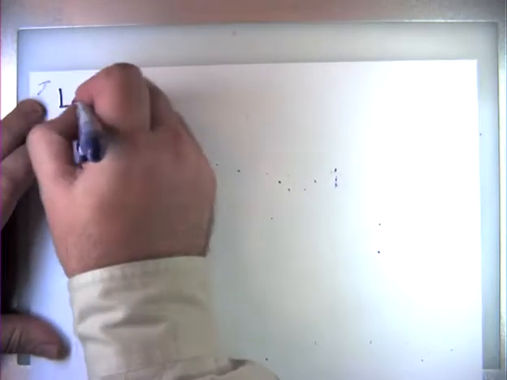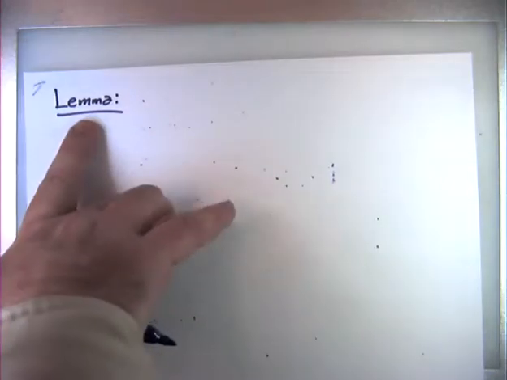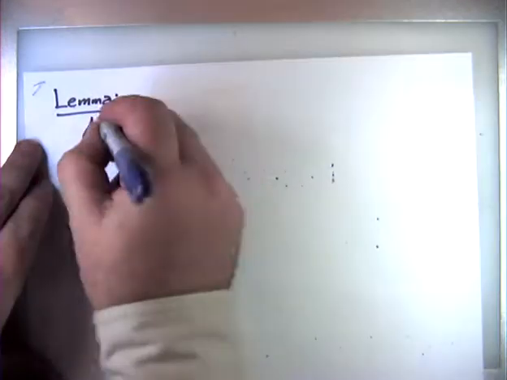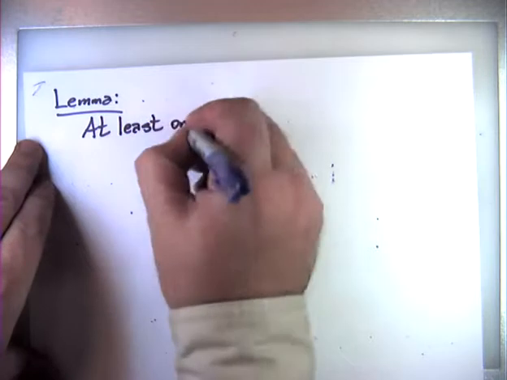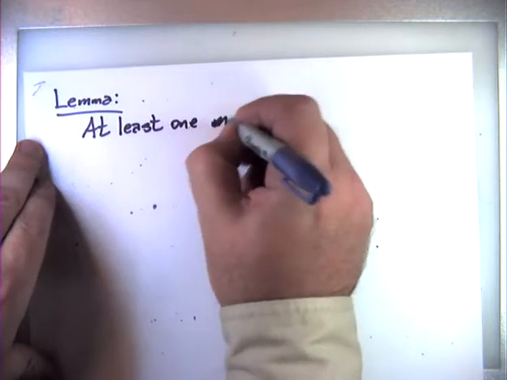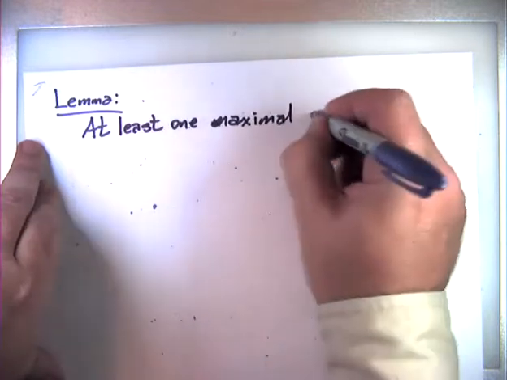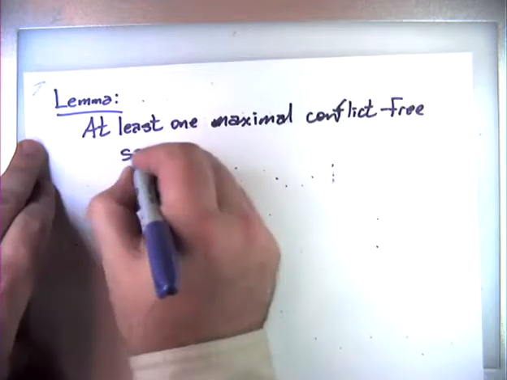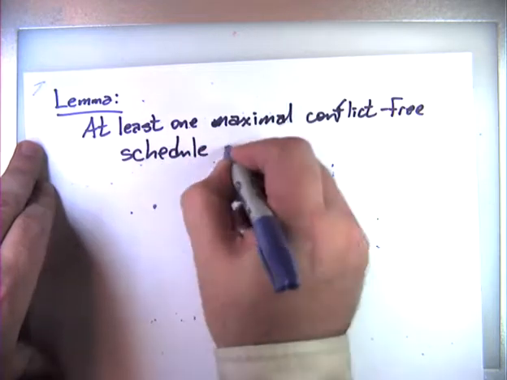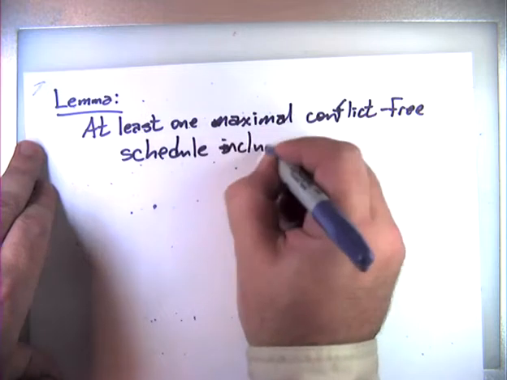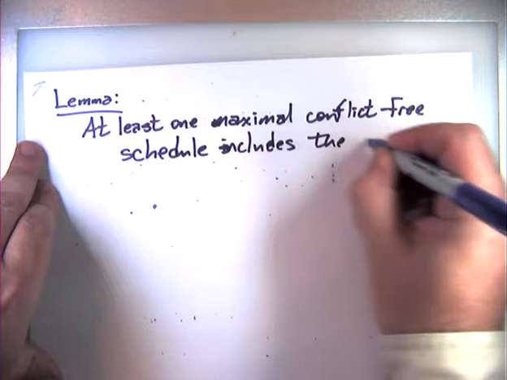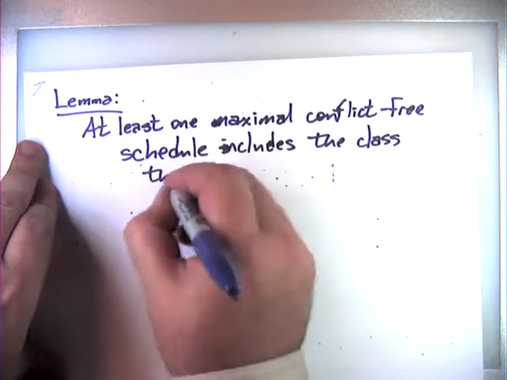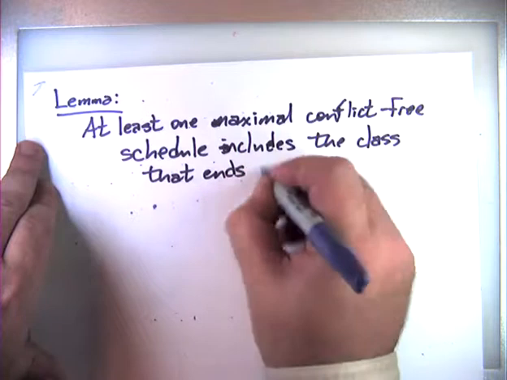Okay? So here's what I want to prove. Does anybody know the difference between a lemma and a theorem? Lemma starts with L. Let's call it: a maximal conflict-free schedule includes the class that ends first. Okay?